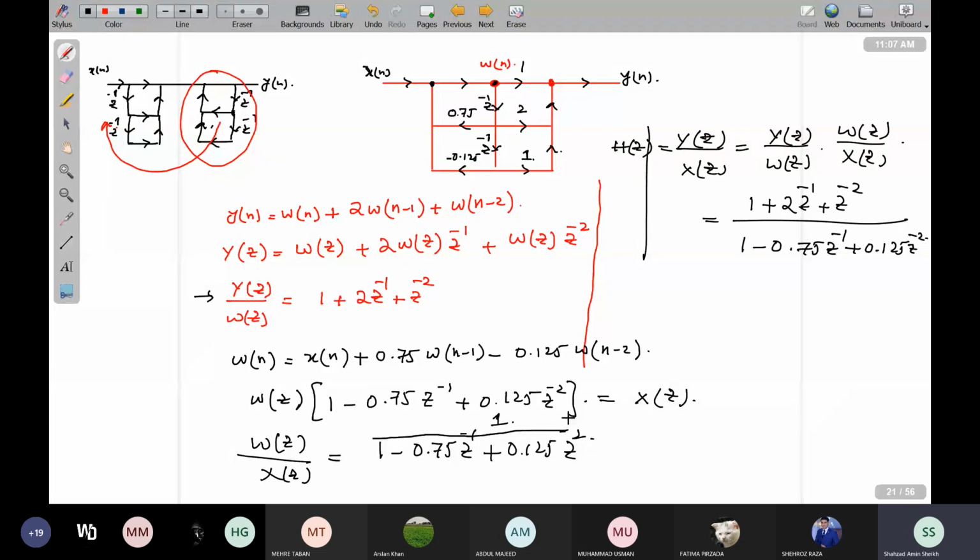So we have separated the w terms and the x terms, and W of z over X of z will be equal to 1 over 1 minus 0.75 z inverse plus 0.125 z minus 2. And if I'm interested in knowing the z transform of the whole system, that would be Y of z over X of z, because actually y of n is the output and x of n is the input. That W of n was temporarily introduced just to verify.